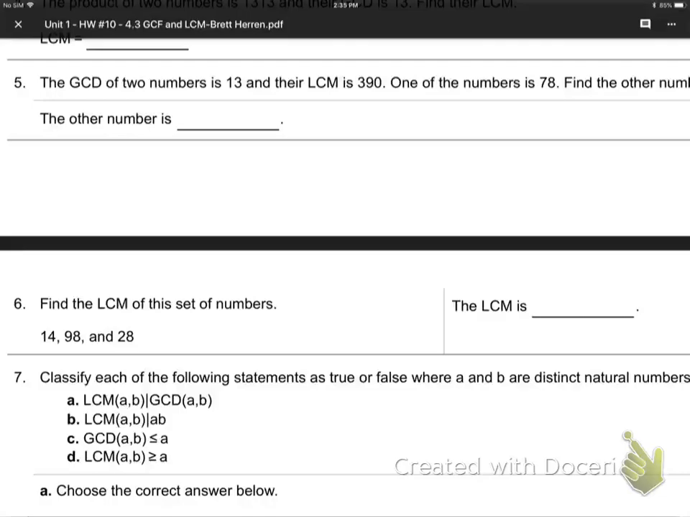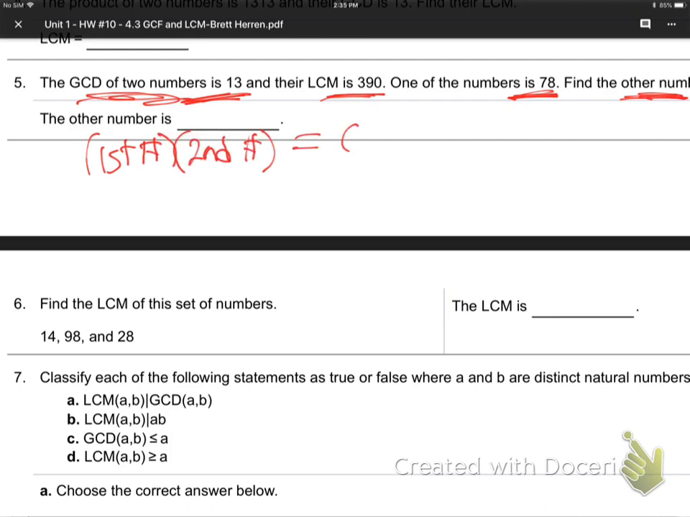I think there's another one. The GCD of two numbers is 13. Their LCM is 390. One of the numbers is 78. Find the other number. You can see it goes off the screen, but that's all we need. So write that same formula, which means first number times second number is GCD times LCM, right? Then plug in what you can. You should have one thing left that you don't know that you can solve.